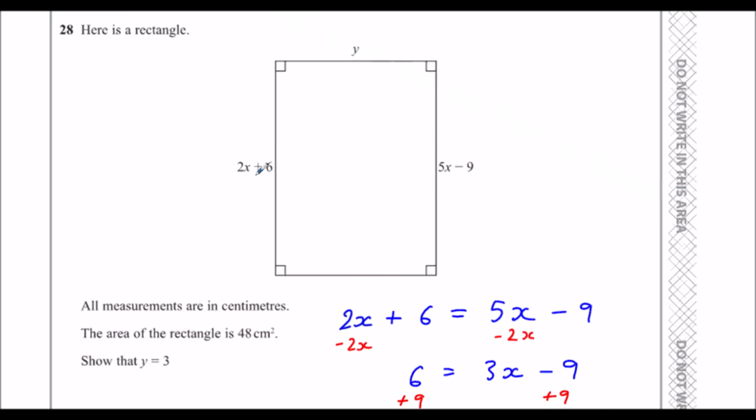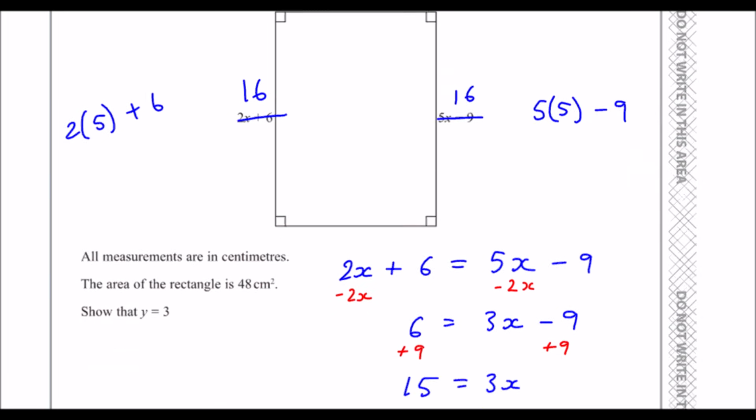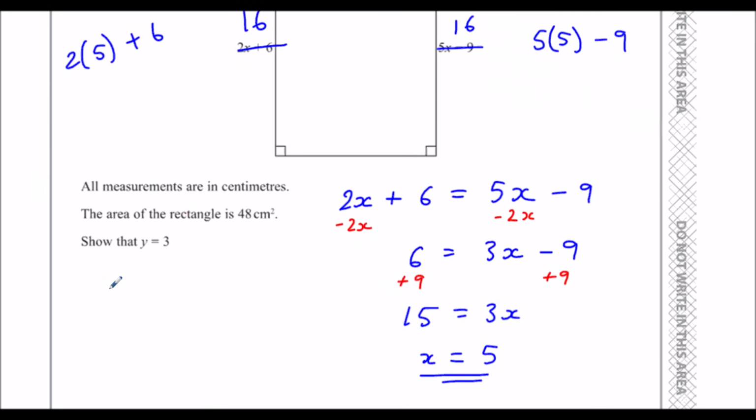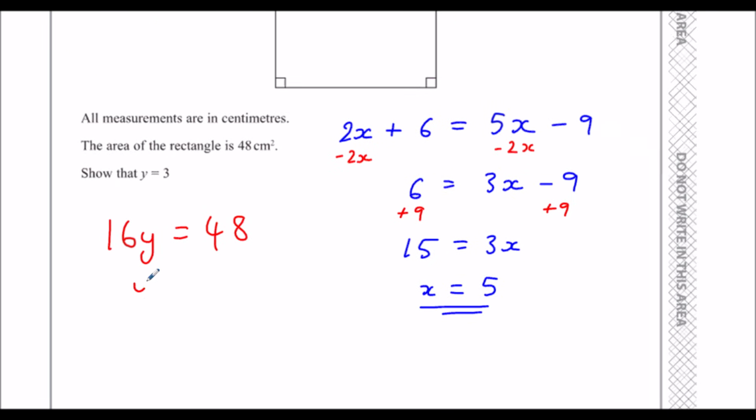So what is this length? 2 5s plus 6, 10 plus 6, 16. And it should be the same here. 5 5s, 25, take away 9 is 16. So the length is 16, the area is 48. So 16 times y, 16y is 48. Divide both sides by 16, so y is 3. And that's what we had to show.